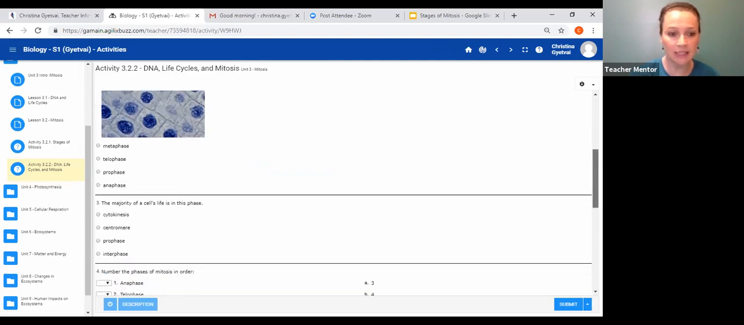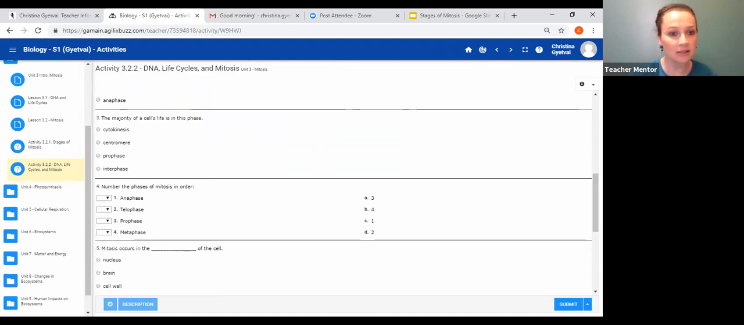Number 3, the majority of the cell's life is in this phase: cytokinesis, centromere, prophase, or interphase. Which one? Well, let's say you're not exactly sure about this one. So we can do process of elimination. Cytokinesis, we learned that that is the process of the cells actually breaking apart, forming 2 new cells. So I'm pretty sure that's not it. Centromere, it's not a phase of mitosis, so we can rule that one out. Prophase is the first stage. And interphase is going to be where the cell spends most of its life, performing those daily functions, copying the DNA within that interphase. Okay.